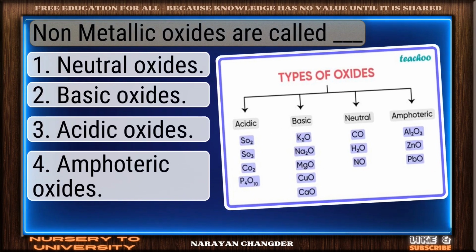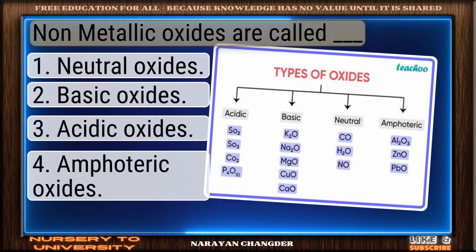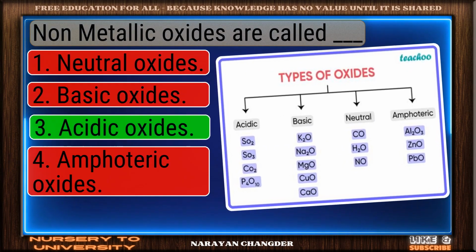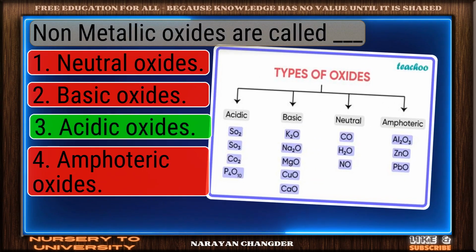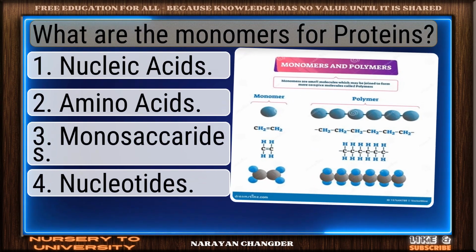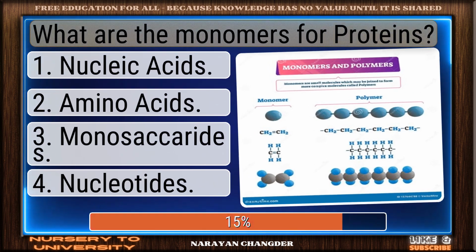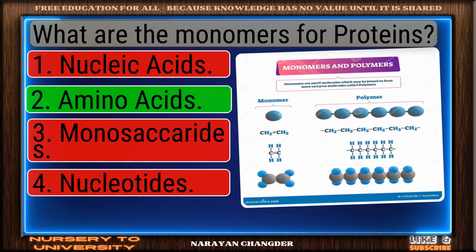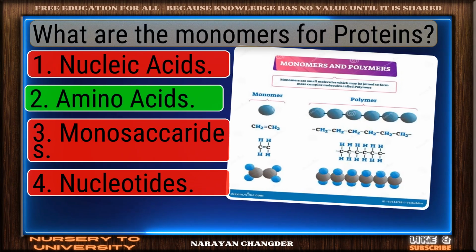Question number 60. Non-metallic oxides are called dash. Bravo. Acidic oxides is the answer. Question number 61. What are the monomers for proteins? Strong choice. Amino acids is the right answer.